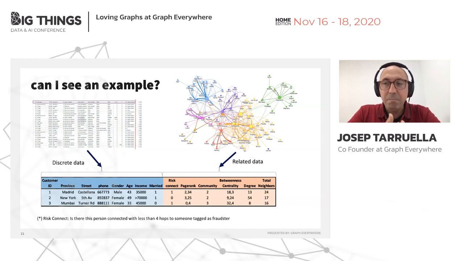So we can answer a lot of business questions that were very difficult to answer in a very simple way. For example, if we are analyzing this credit risk, what this risk connect feature is answering is whether this person is connected within fewer than 4 hops to someone tagged as a fraudster. I'm sure this is relevant for a model. But calculating this outside of a graph is really, really difficult. It's very time consuming. So this is how both coexist: the discrete data that we already have and the related data that we take out from the graph or calculate inside the graph, of course.